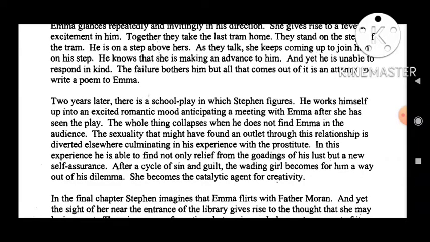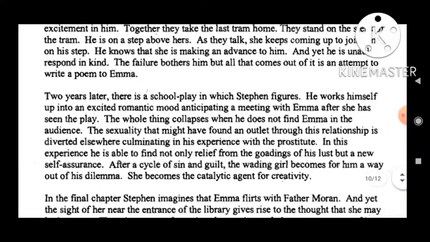He knows that she is making an advance to him, and yet he is unable to respond in kind. The failure bothers him, but all that comes out of it is an attempt to write a poem to Emma.